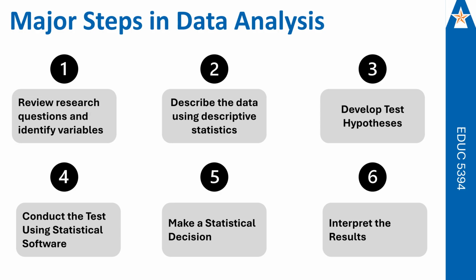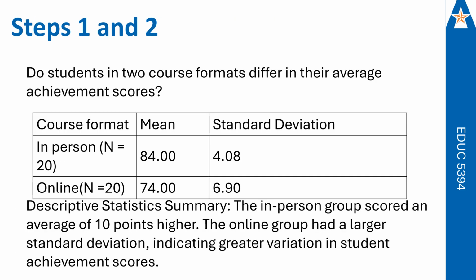In this course, you are not required to conduct statistical tests yourself. Please focus on the conceptual understanding of these steps. We begin by reviewing the research question. Do students in two course formats differ in their average achievement scores? This question identifies two key variables. Course format is a categorical variable with two independent groups, in person and online, while achievement score is a numerical outcome variable.